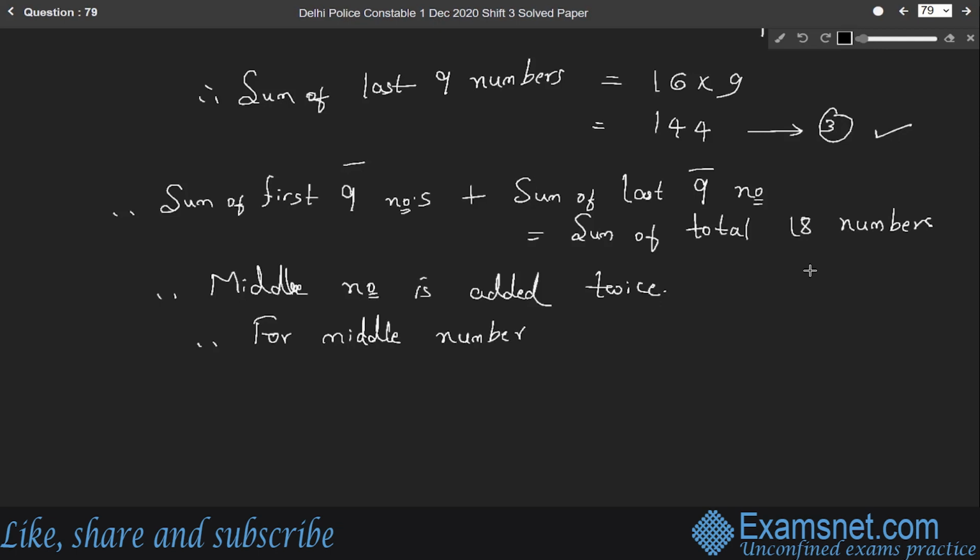Therefore, how to find the middle number? Yeah. The sum of total 18 numbers minus the sum of 17 numbers.